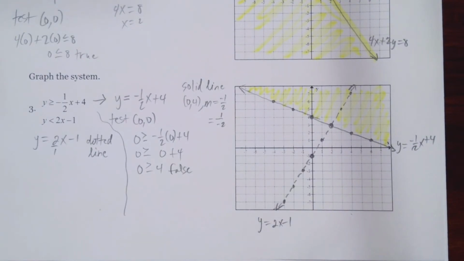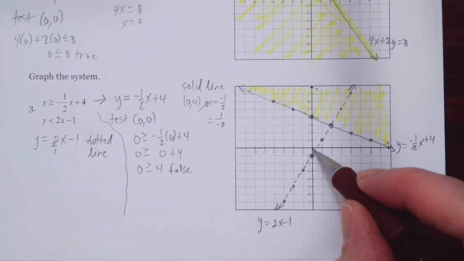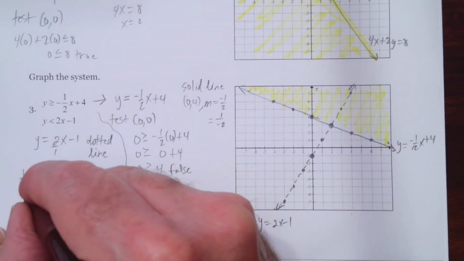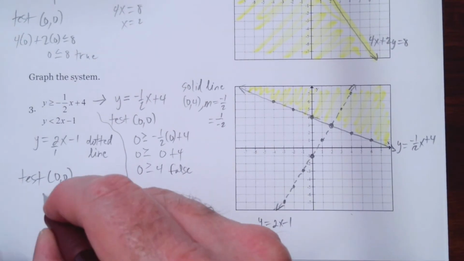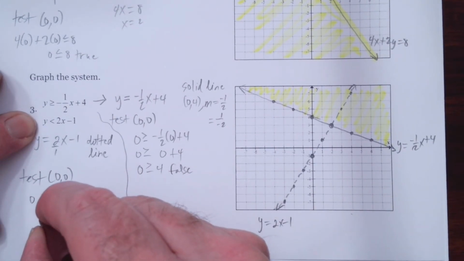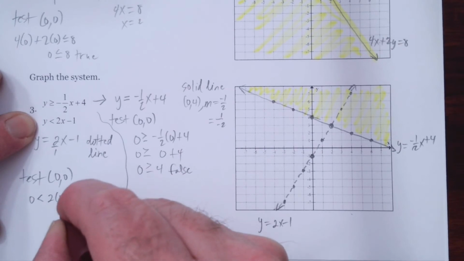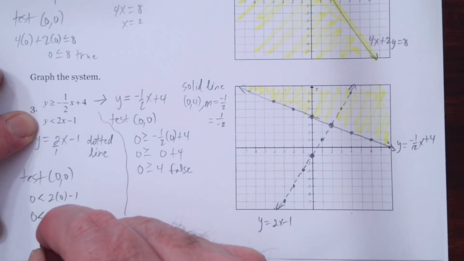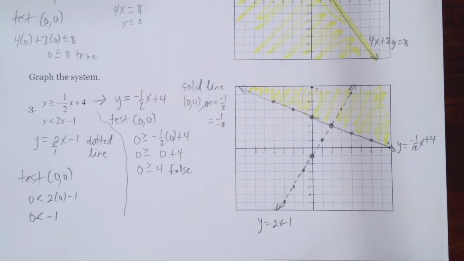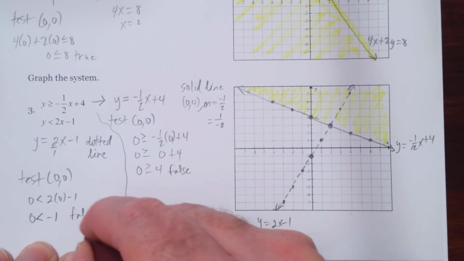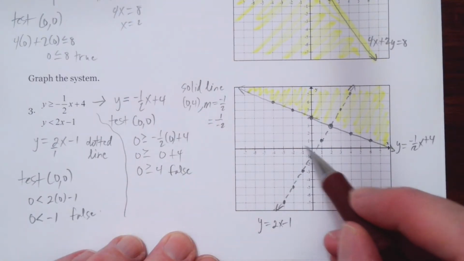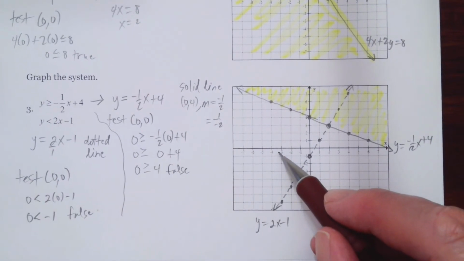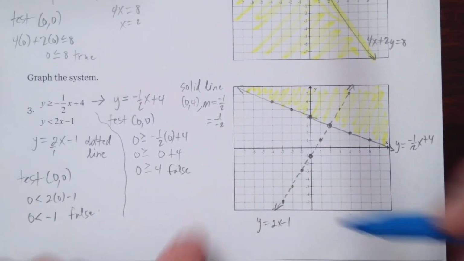And we want to test (0, 0). Notice (0, 0) is not on the line, but it is close. So again, we'll test (0, 0) since it's not on the line. We're using the inequality when we do this. It's 0 is less than 2 times 0 minus 1. 0 is less than negative 1. Well, that's false. 0 is bigger than any negative number. It's not less than a negative number. And so we won't shade on the side of (0, 0). We'll shade on the opposite side. So we're going to shade this way.